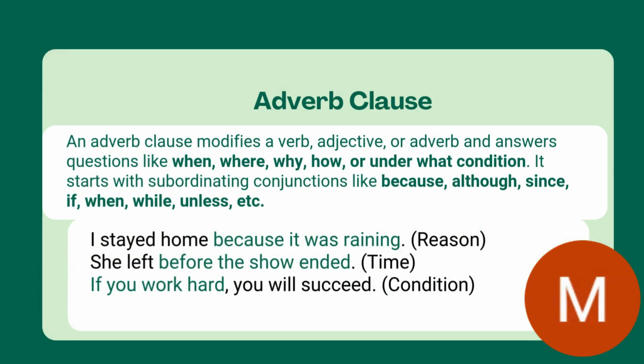The next type of clauses are adverb clauses. Adverb clauses function as an adverb. What is an adverb? We know that an adverb is a word that modifies a verb, adjective, or another adverb. Similarly, an adverb clause also modifies a verb, adjective, or another adverb. It usually answers questions like when, where, why, how, or under what conditions. Usually, an adverb clause starts with a subordinating conjunction like because, although, since, if, when, while, or unless.